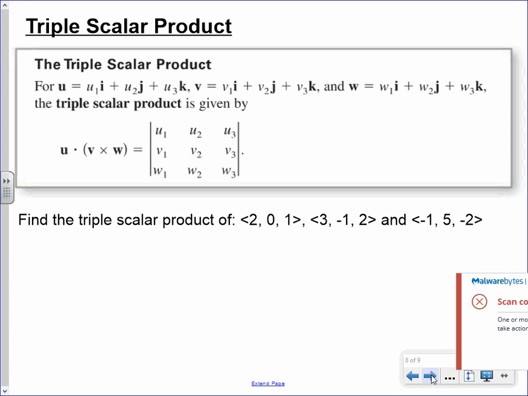Okay, once you have this written down right here, you need to write this down, the triple scalar product. I want you to write down these 3 vectors so we can do an example, and then you'll have 20 minutes to work on your homework.